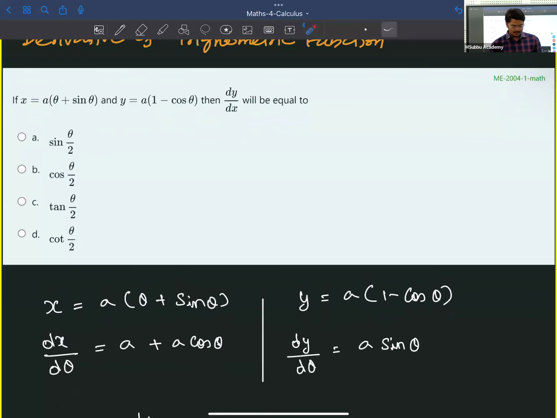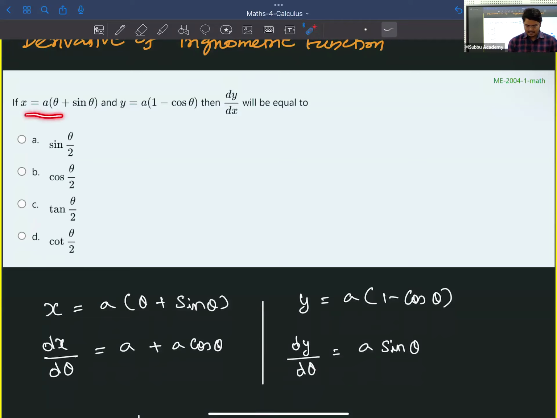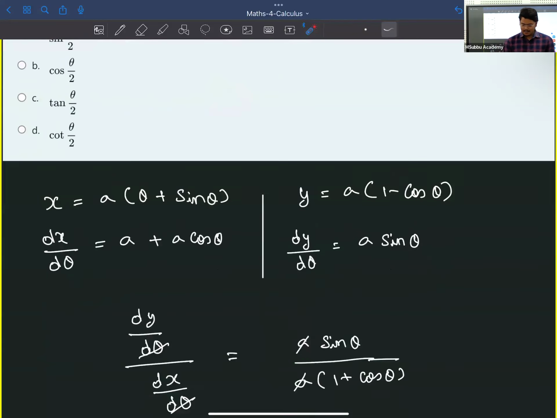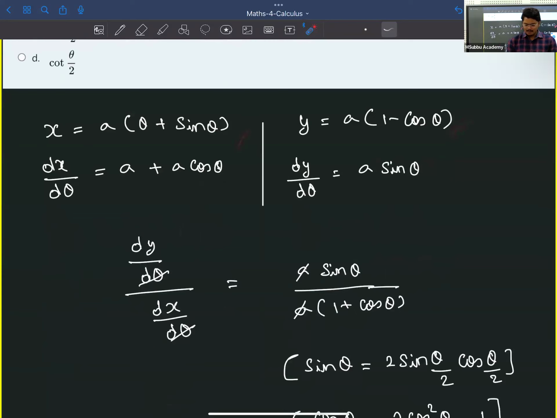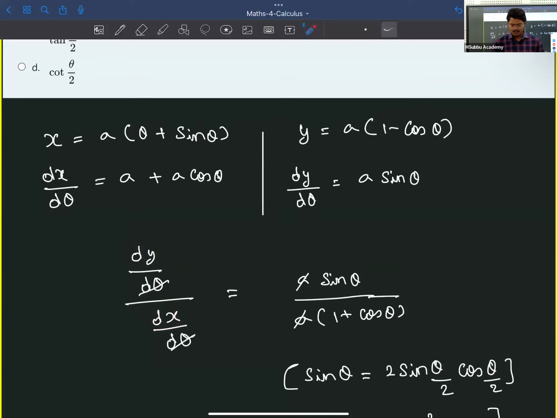In the first question, they have given x equal to a into theta plus sine theta, and y equal to a into 1 minus cos theta; find dy by dx. First we differentiate x with respect to theta. Similarly we differentiate y with respect to theta, and when we divide dy by d theta by dx by d theta, we get dy by dx. That is our motto. This is the first step.